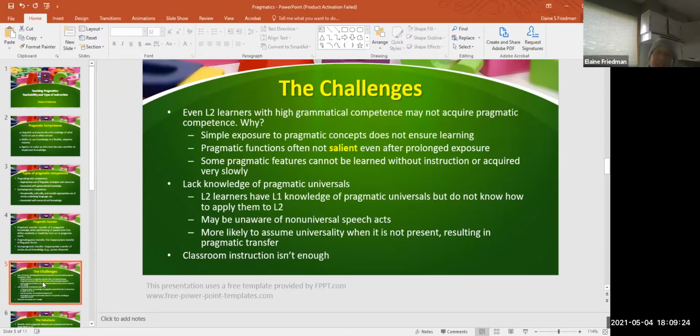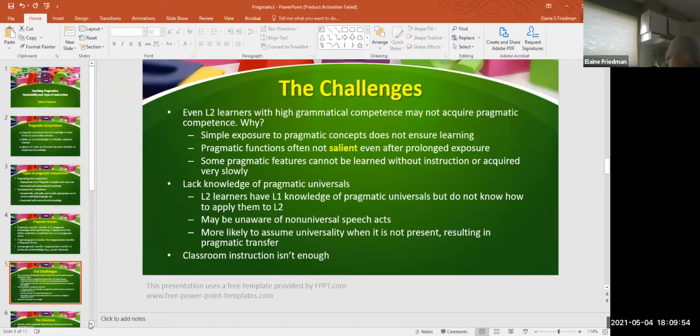Another thing is that classroom instruction is essential, but it's not enough. There also has to be outside instruction. So I don't know if Deanna touches on this, but even if you give classroom instruction, students need to get instruction outside the class. So teachers would do well to assign them homework, for example, pragmatic homework.